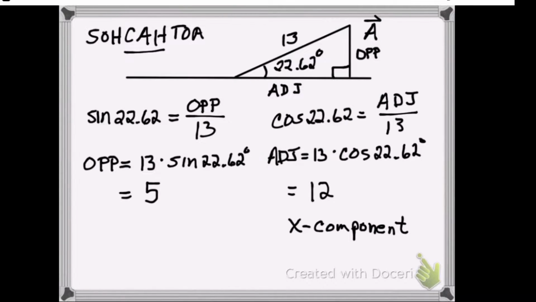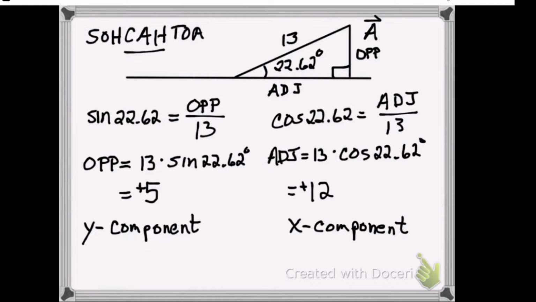On the other hand, the opposite side is in the y direction, it's vertical, and so that's going to be the y component. Now another thing to notice is that in this case the adjacent side sort of points to the right, which is the positive direction. So positive 12 is going to be our x component. And likewise, the vertical component points up, which is the positive direction. And so positive 5 is going to be our y component.